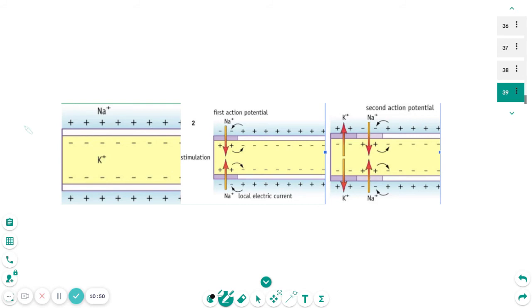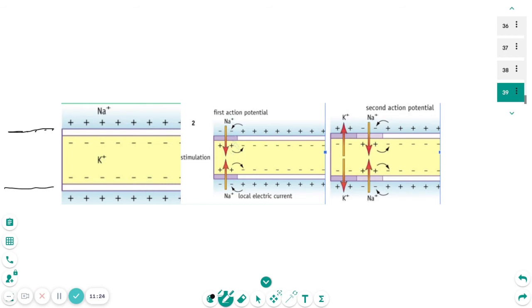Now, if a stimulus has occurred over this direction over here somewhere, and this region begins to become more positive because sodium ions have been diffusing in previously from the early regions, we can see here now the sodium ion channels, the voltage gated sodium ion channels have opened, and the sodiums are beginning to diffuse in. And we call this depolarization.